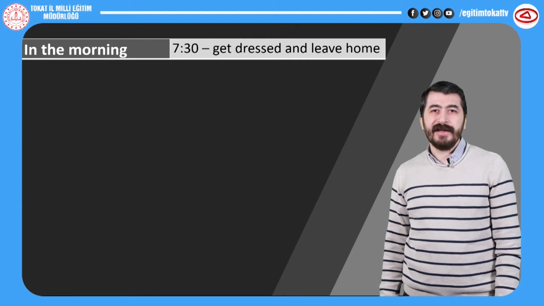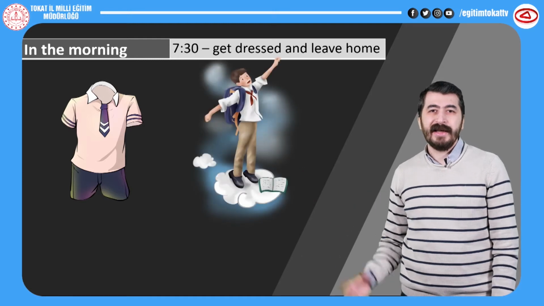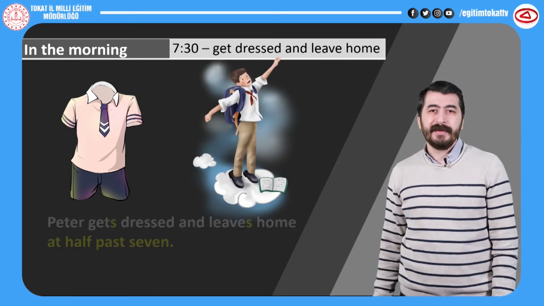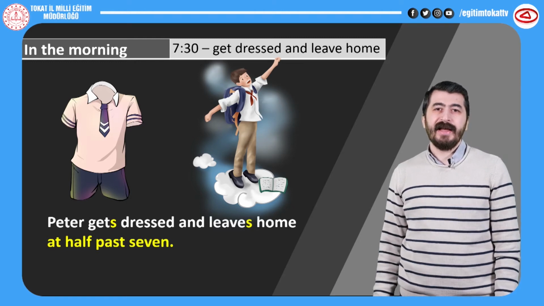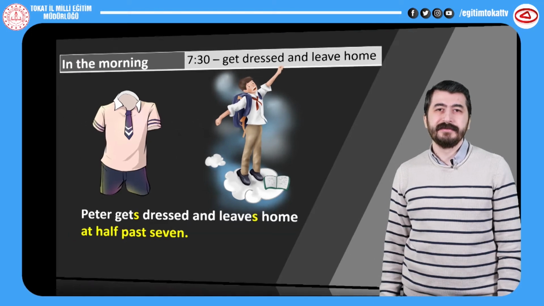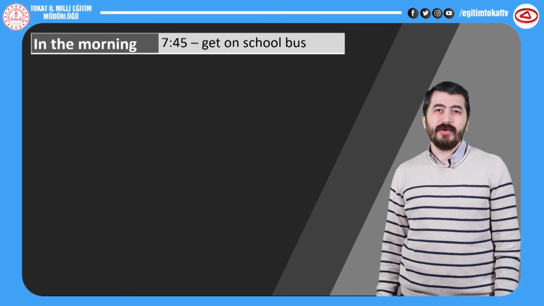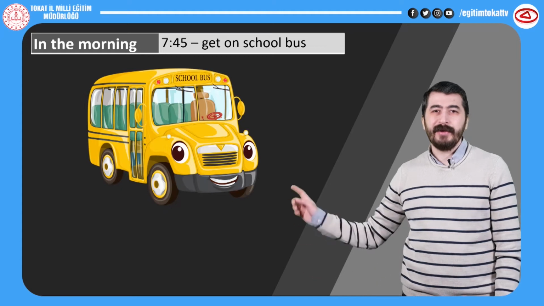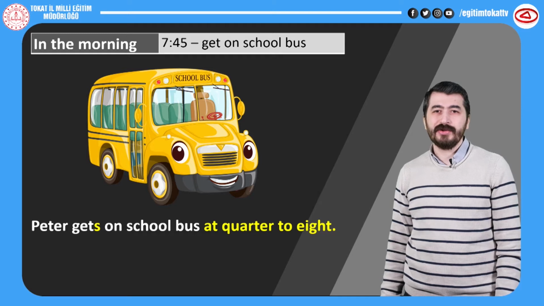7:30 get dressed and leave home. Make a sentence. Peter gets dressed and leaves home at 7:30. 7:45 get on school bus. Let's make a sentence. Peter gets on the school bus at 7:45.